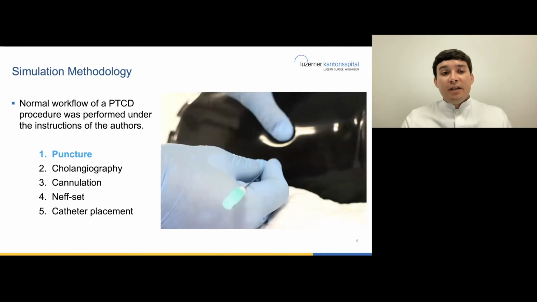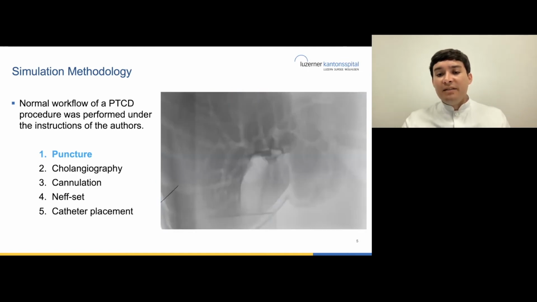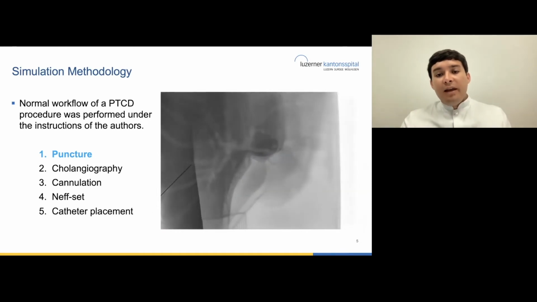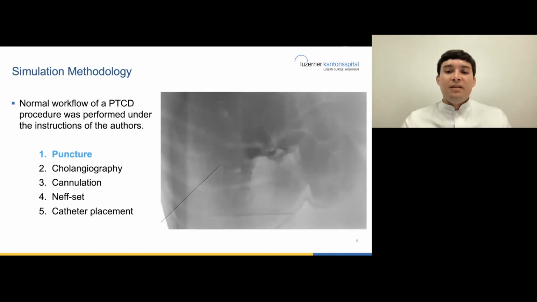The methodology itself of the simulation consisted in performing a normal workflow of a PTCD. The first step is always the puncture. In this image, you can see how the participant is holding the model, trying to look for a nice intercostal space and advancing the Chiba needle. Then, while advancing the needle, the participant is able to see in real time the advancement of the needle and to check the localization using the C-arm.